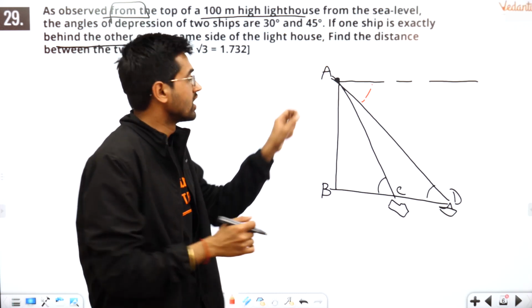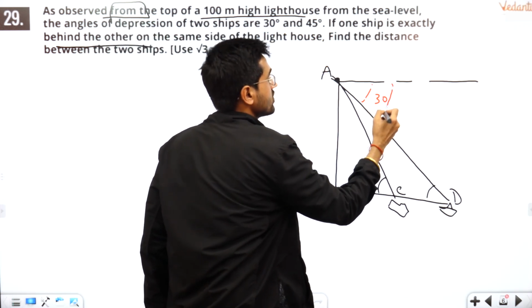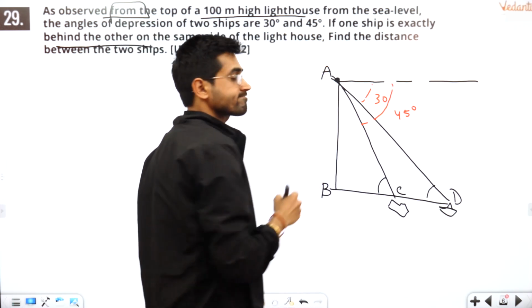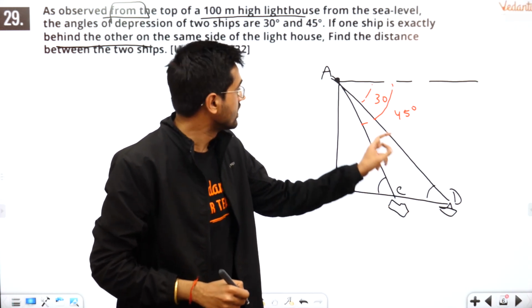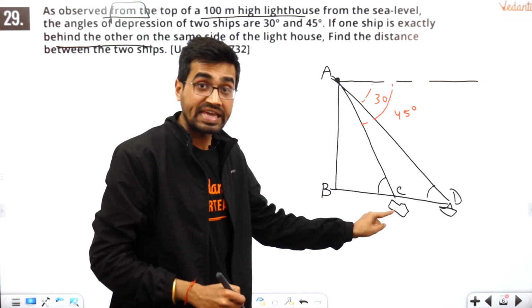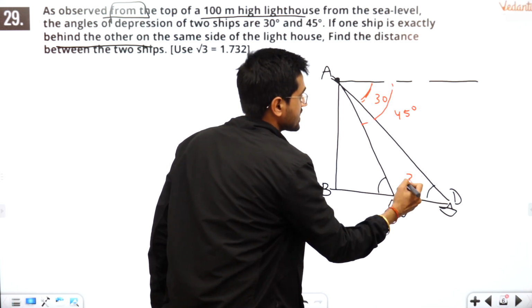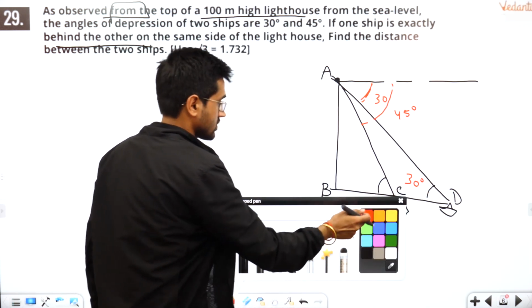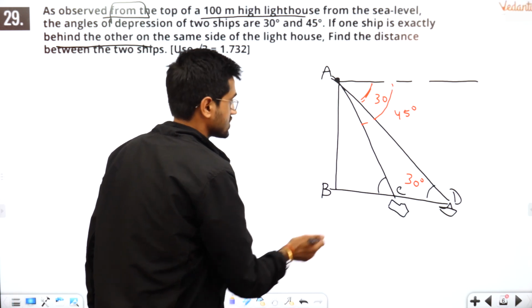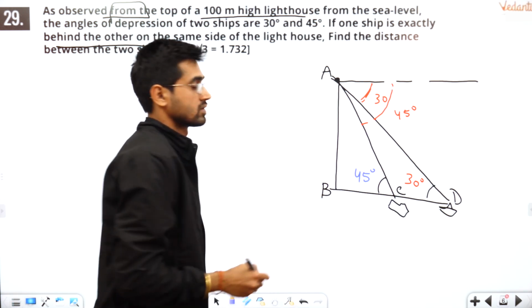30 and 45. Obviously this should be 30 and the other should be 45. If this is the line of sight AD, 30 should be there. If this is the line of sight AC, 45 should be there. So just use the alternate interior angle. This will be 30 and this will be 45. Fine.